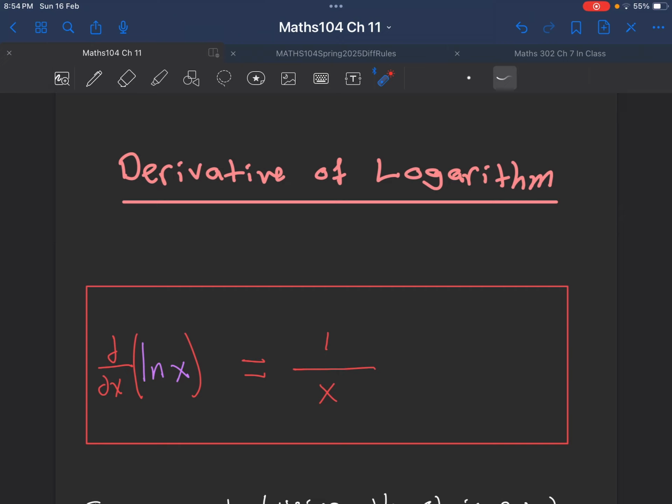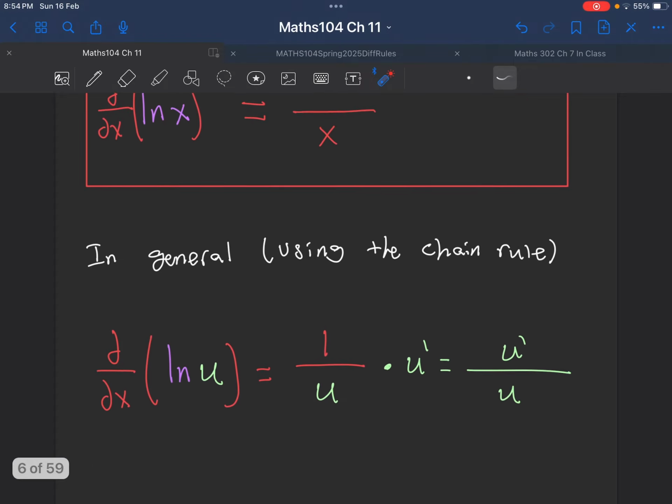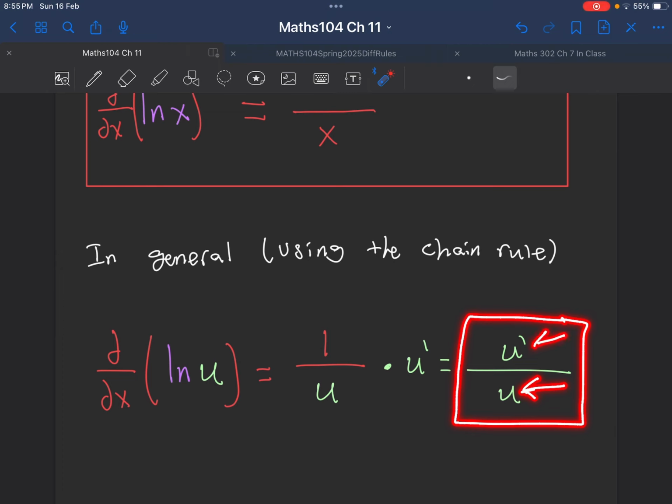Now, how about if we don't have an x, we have another function which is u, which means we need to use the chain rule. Remember, in order to do the chain rule, we need to find the derivative of the outer, which is 1 over whatever inside, times the derivative of the inside, which is u dash. So what you need to memorize is the derivative of the ln is 1 over whatever inside the ln, and in the top we write the derivative of the inside. So we write the inside of the ln down and the derivative up there.